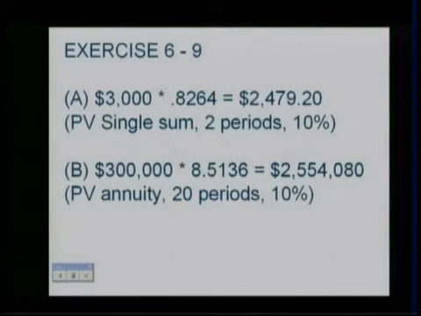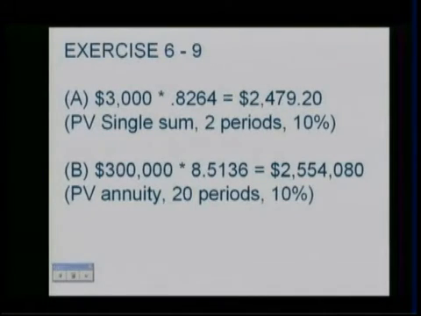0.8264. So if you take your $3,000 payment, multiply it by the present value of a single sum for 2 periods at 10%, you get 0.8264, and that gives you $2,479.20. That's what $3,000 at 10% is worth today, 2 periods away.